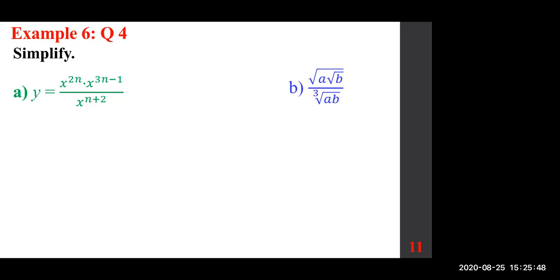Exponential rules, the rules for exponents. If you look at the top and ignore the bottom, all you have to do is add up their exponents. So 2n and 3n minus 1, we can add them up. And that results in 5n minus 1. Now, the next step is to subtract n plus 2 from 5n minus 1. We are using the quotient rule.